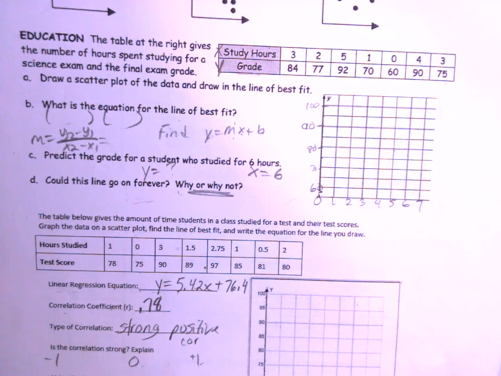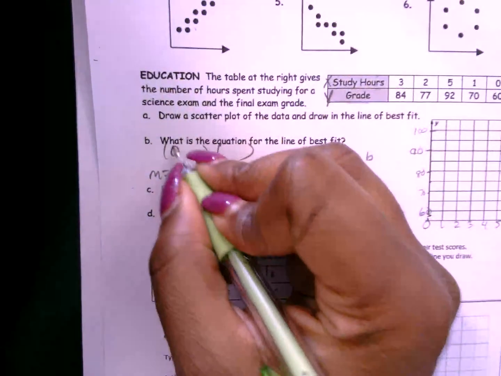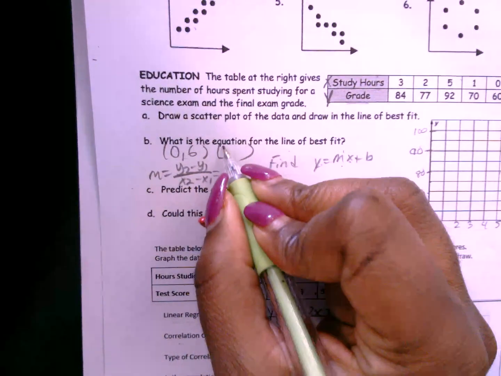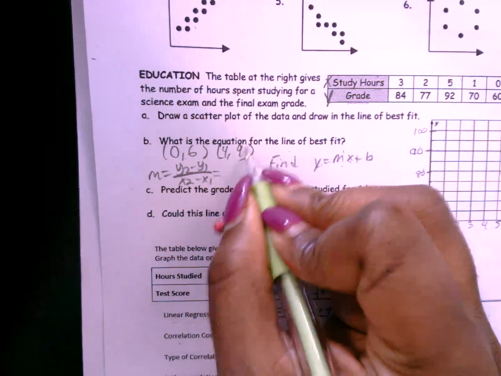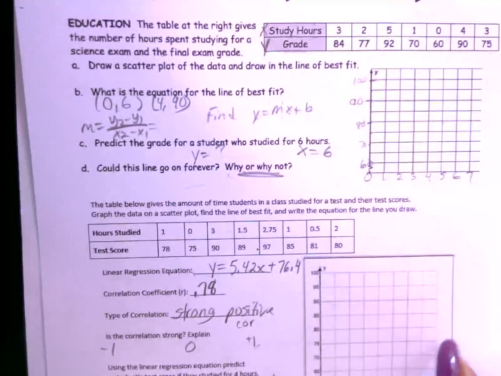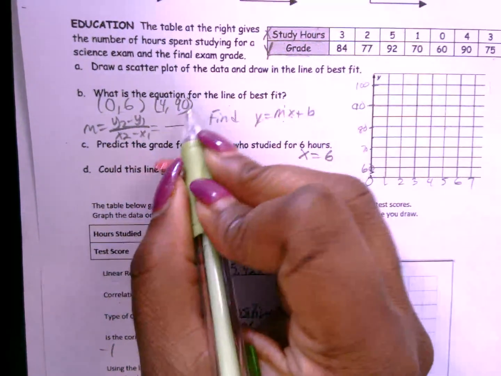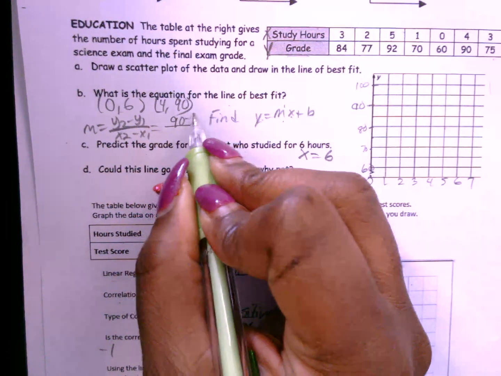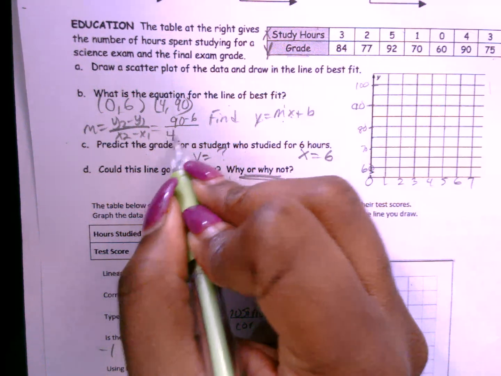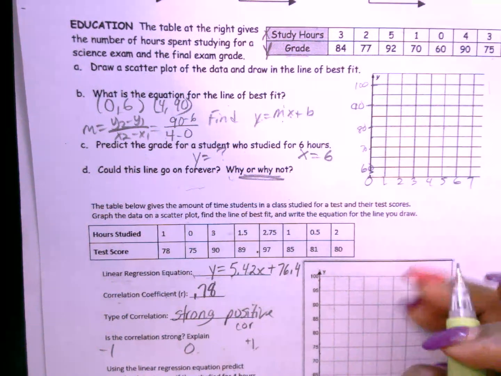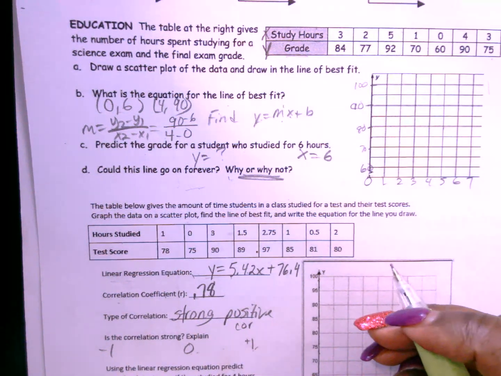You got 2 points chosen? Yeah, 0, comma 6, and then 4, comma 90. And then 4, comma what? 90. Okay. So now you can write the equation by using the slope formula. So the slope formula, that's 90 minus 6 on the top, and then 4 minus 0 on the bottom. Y2 minus Y1 over X2 minus X1.